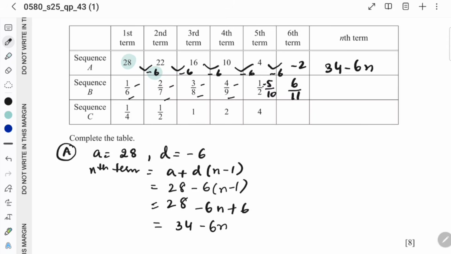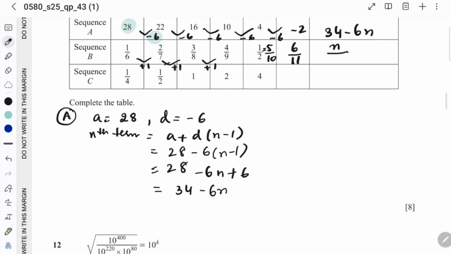Okay. So the numerator is 1, 2, 3, 4, 5, 6. It means n. At 1, n is 1. At the second term, n is 2 upon. For the denominator, you know that the difference between each and every term, this is 6, 7, 8, 9, 10, 11, is the same. Plus 1, plus 1, plus 1, like this. So this is again an arithmetic sequence.